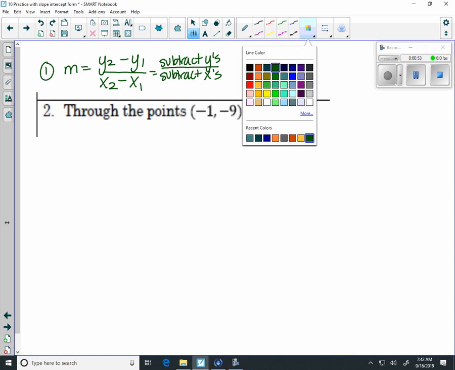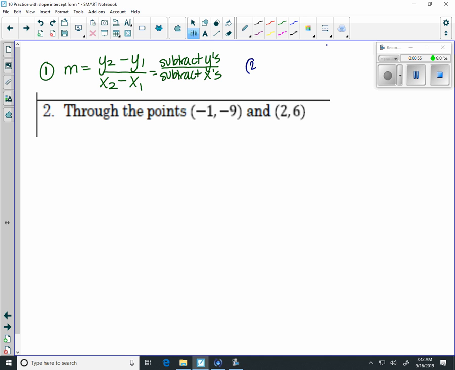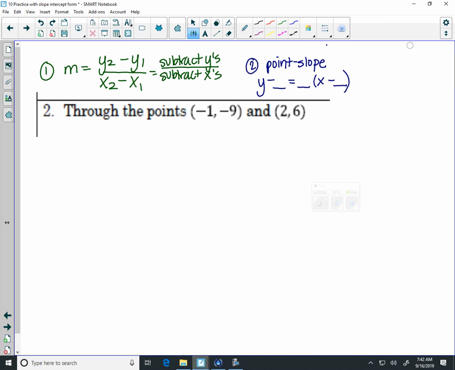And then after we do that, we're going to plug into point slope. And you'll remember from last week, point slope, we made that fill in the blank. And then we solved for y. So the third thing we did was solve for y.